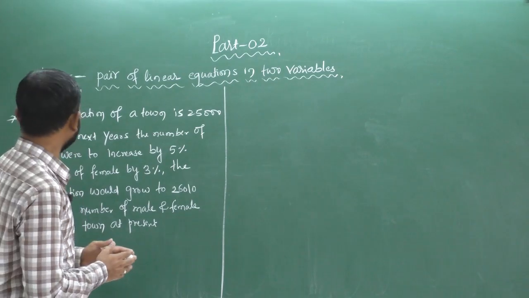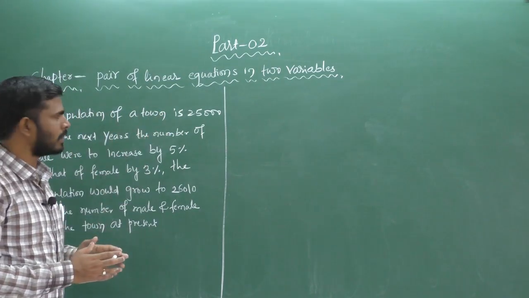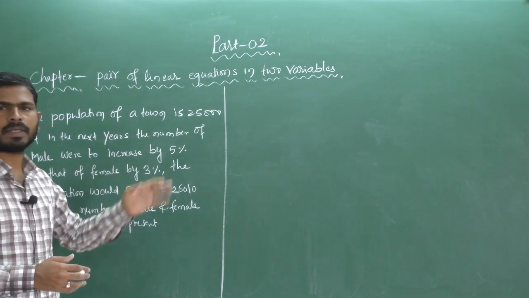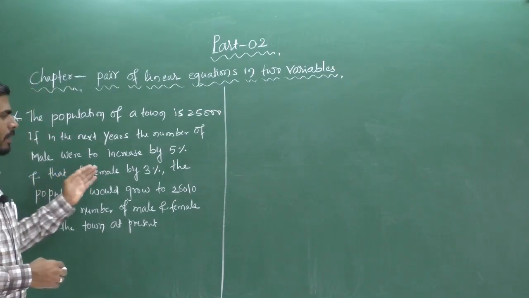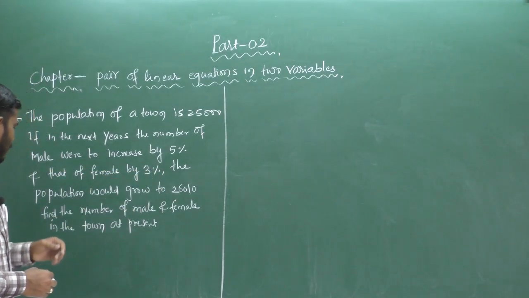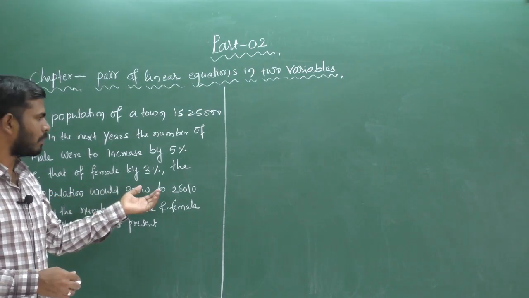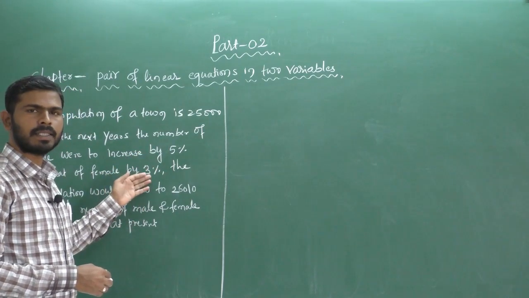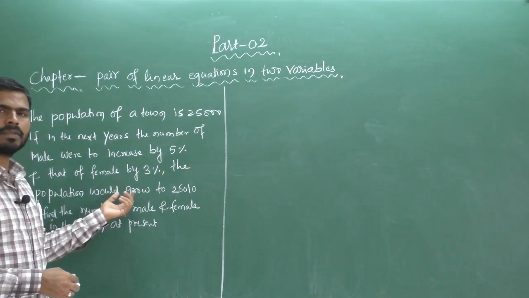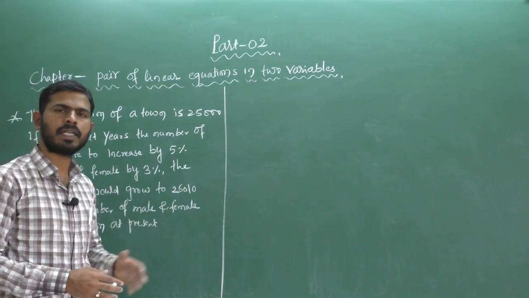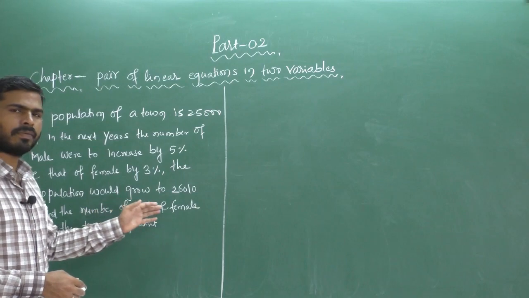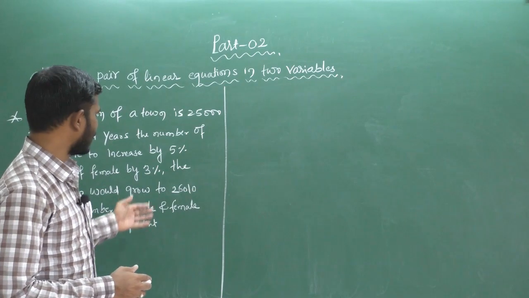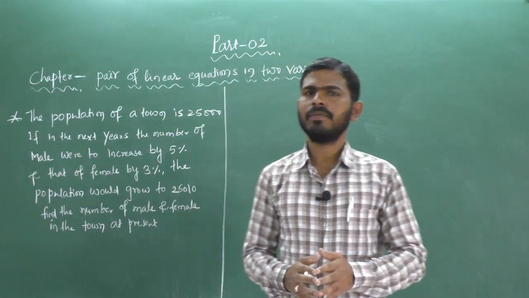So at present the total population is 25,000. If in the next year the number of males increases by 5% and that of females by 3%, the population would grow. Suppose males increase by 5% and females by 3%, it means the total population would grow. This is the future population, that is 26,010. So we have to find out how many males and females there are in the town at present.